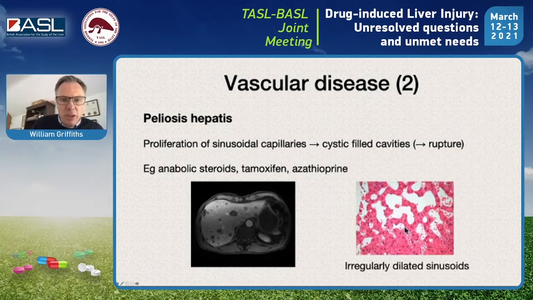And this is a biopsy showing the irregular dilated sinusoids you see with this condition. I've actually put this chap on sirolimus, which seems to have arrested the peliosis growth, and he's been stable for a few years now, just on 1 milligram of sirolimus.